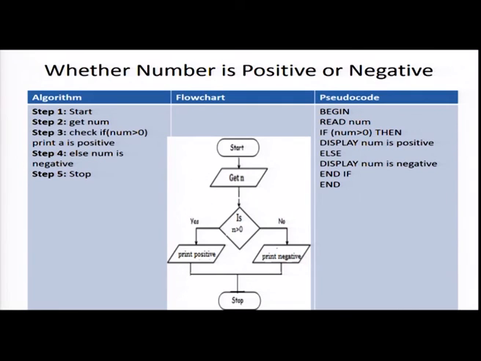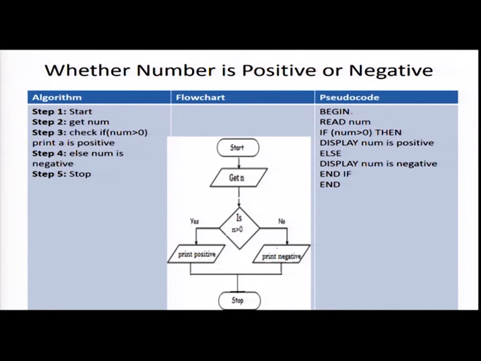Now next is to check whether a number is positive or negative. Here again, start, get number, check if number is greater than 0, print it is positive, else print number is negative, stop. Here it is: start, get the value of n, if n is greater than 0, print it as positive, else print it as negative, then stop.